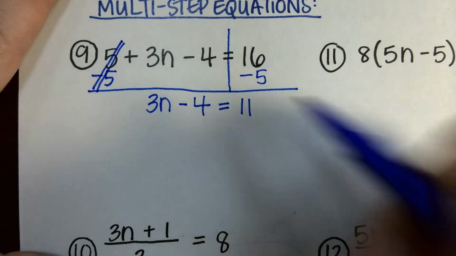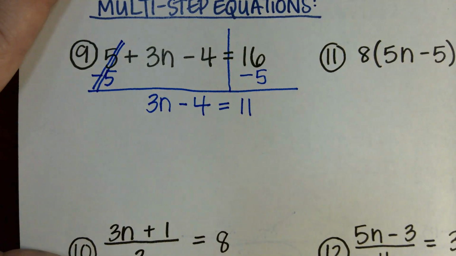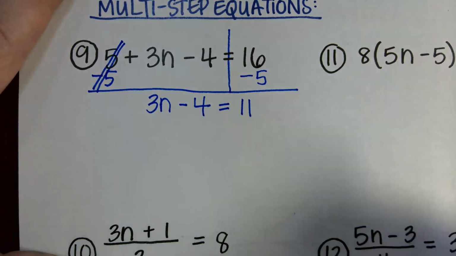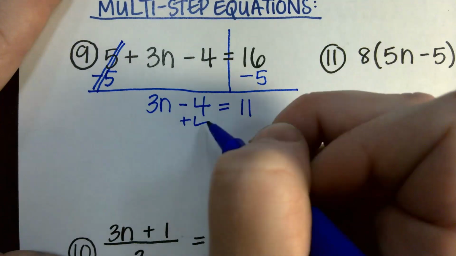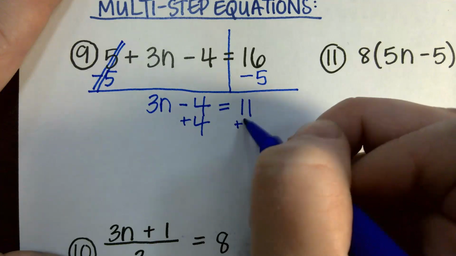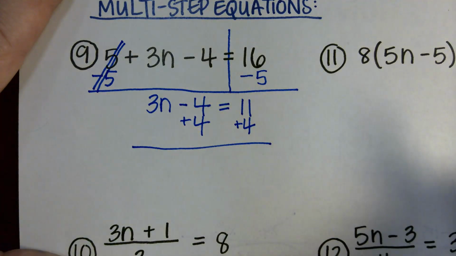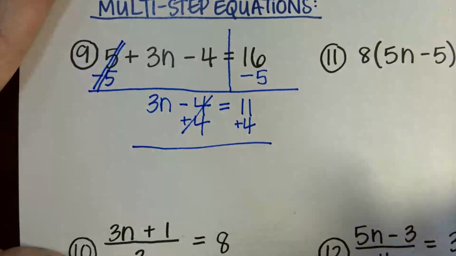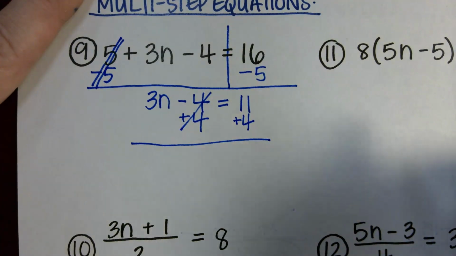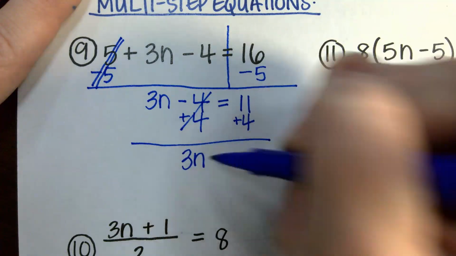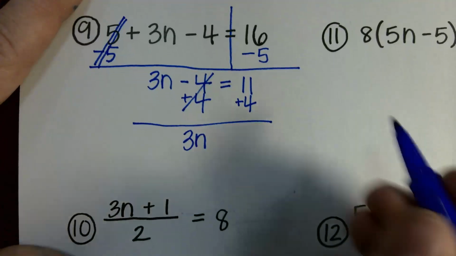11. All right. Now what comes next? Add 4. We still have more addition and subtraction to undo. All right, now what happens? The 4's cancel. Good. Then bring down the 3n. Yep, I've still got 3n left on this side.